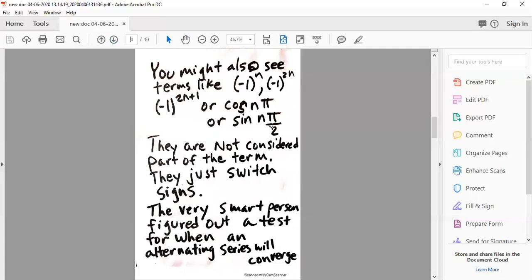N is 1, sine pi over 2 is 1, n is 2, so sine pi is 0. You may have to add an n plus 1 in here. I mean, I have this exactly right, but you'll see occasionally they can jigger it around with a sign. These kind of terms are not considered part of the actual term. They are just there to switch signs. So this very smart person figured out a test for when this alternating series will converge.